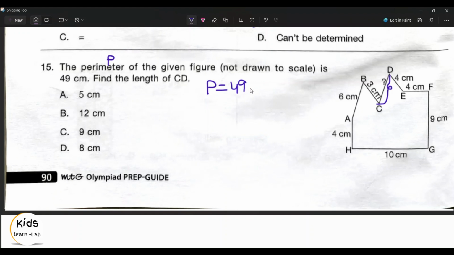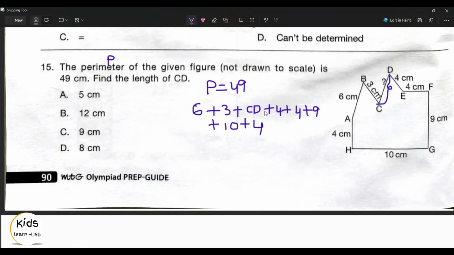CD is not given. So let's add all this. 6 plus 3 plus CD plus 4 plus 4 plus 9 plus 10 plus 4. So let's add.